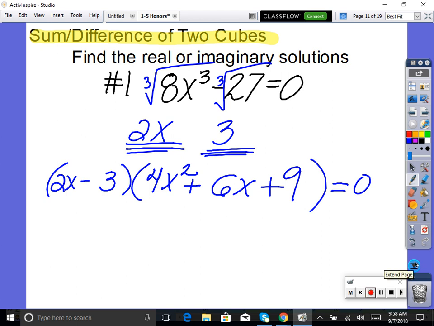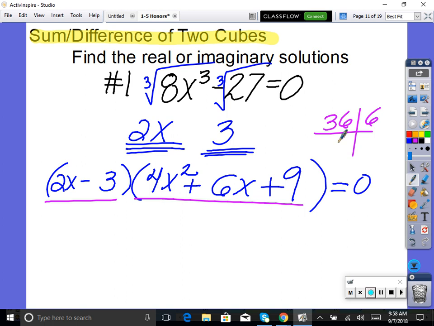Now, fun fact for you. If we have something linear and something quadratic, we could see if the quadratic factors. Will multiply to be 36 and add up to be 6? 9 times 4, 1 times 36, 6 times 6. So nothing. Fun fact, if you're doing two perfect cubes and you factor it down to this, the quadratic part will never, ever, ever factor.